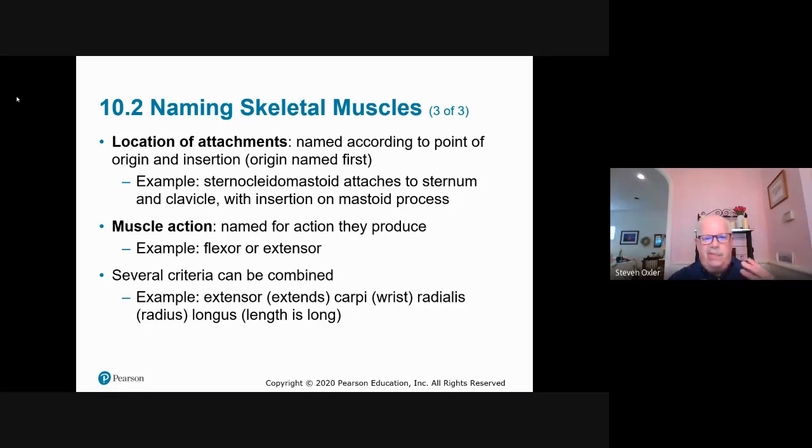So these are the criteria for naming muscles, and we will go over the muscle chart on Wednesday, and we'll talk about the muscles that I think you should remember, not only for the exam, but also as you walk out of this class in May.